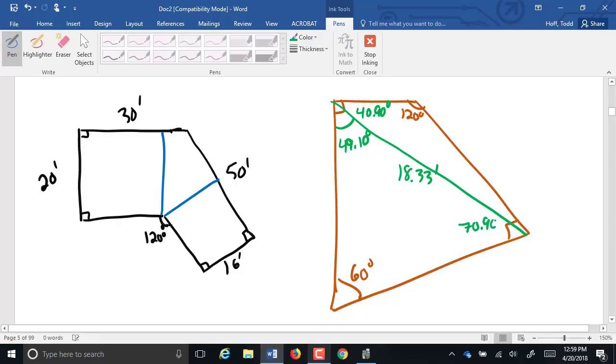This one down here, 70.90. This one over here, 19.1 degrees, 10 degrees. Look good? Okay. Got 20 and 16 here and here.